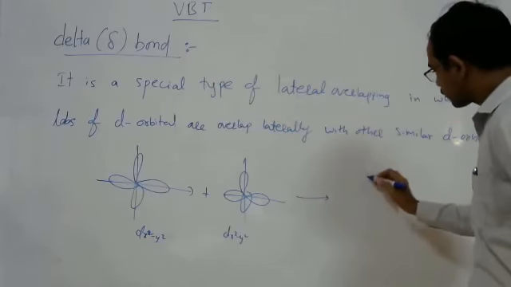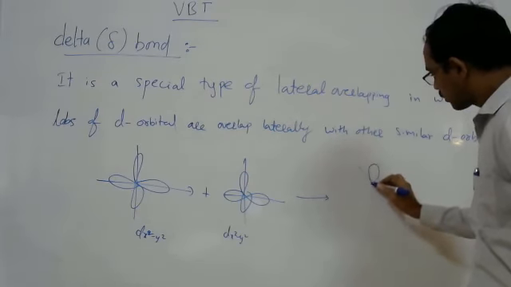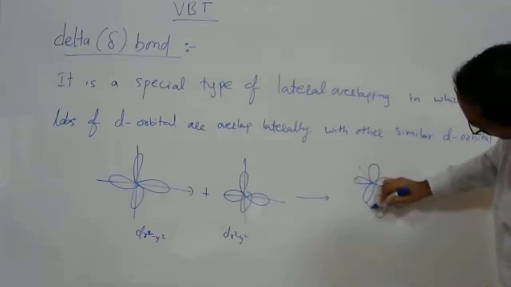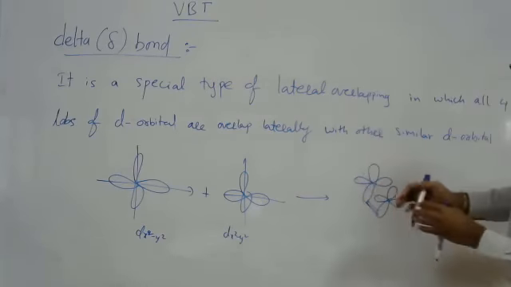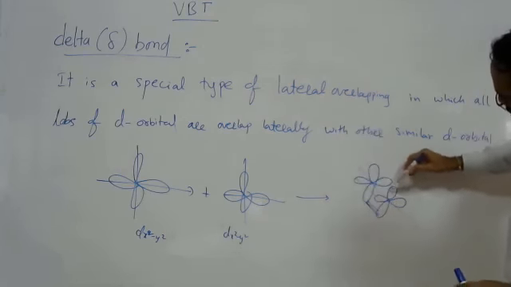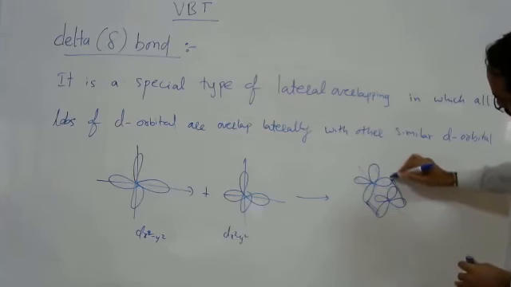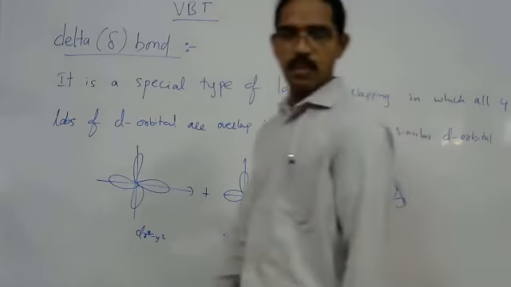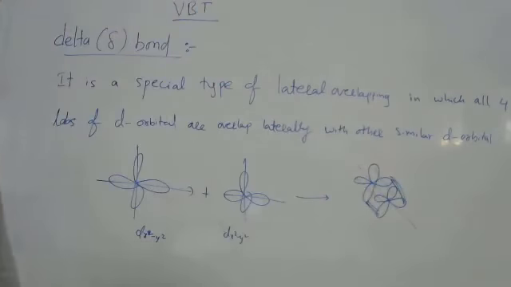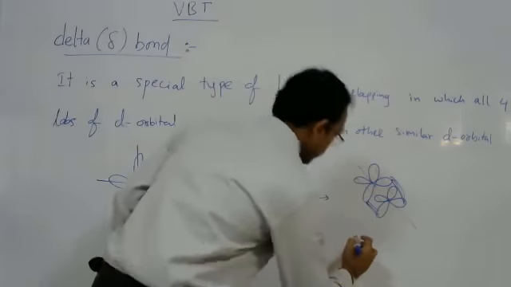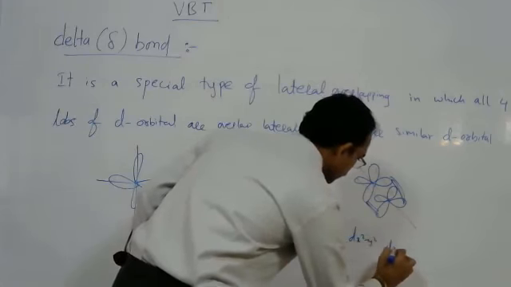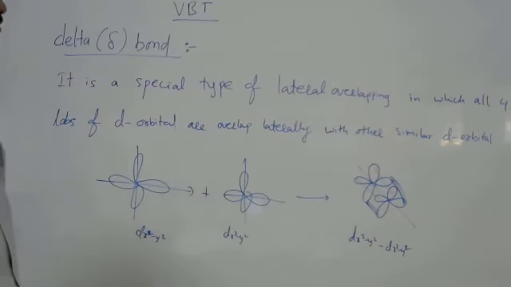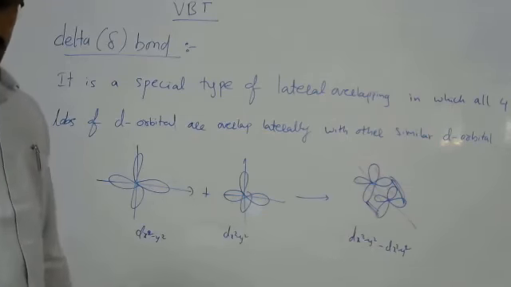Let me show a little graph. Actually, it's not a double bond, I am actually showing the overlapping of these two and this. Three lines, two lines, see like this. dx square y square with dx square y square, it is a delta bond.